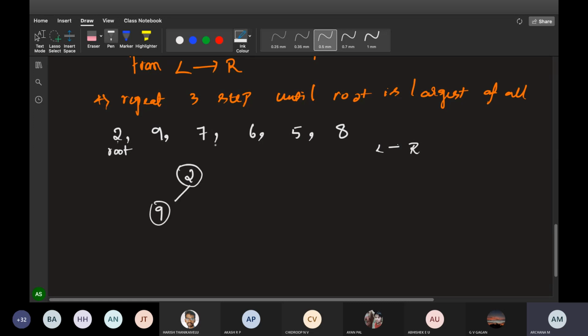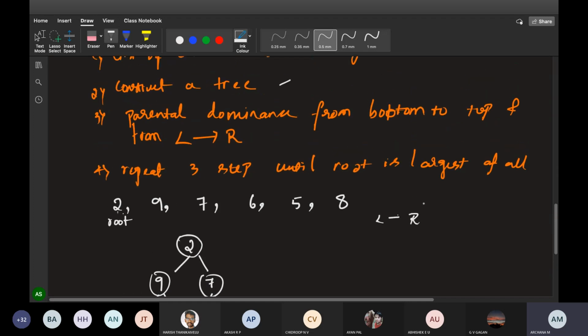9. What is the next element? 7. The first level is completed. Now take the next element, 6. Next element 5. Next element 8. Like this you have to write, that's all. The first element should be considered as the root, and the next elements keep on moving from left to right. Now I have constructed a tree. This is the second step: construct a tree.